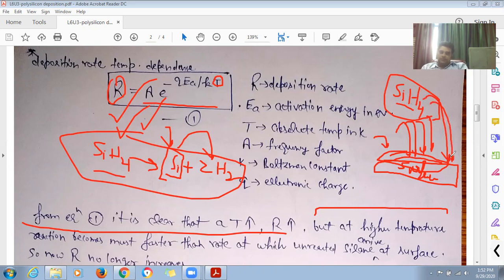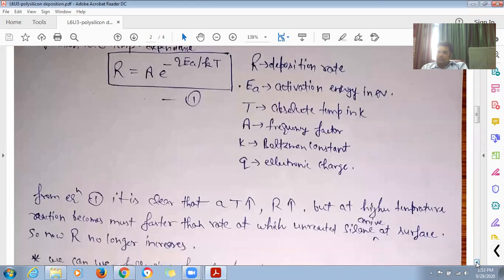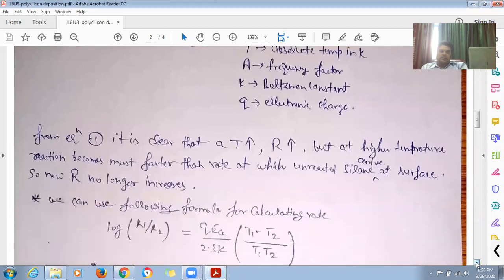So what will happen? At higher temperatures, we will no longer see the increase in deposition rate. Now, if we have two deposition rates R1 and R2 at two particular temperatures T1 and T2, then we can formulate another relation like this.